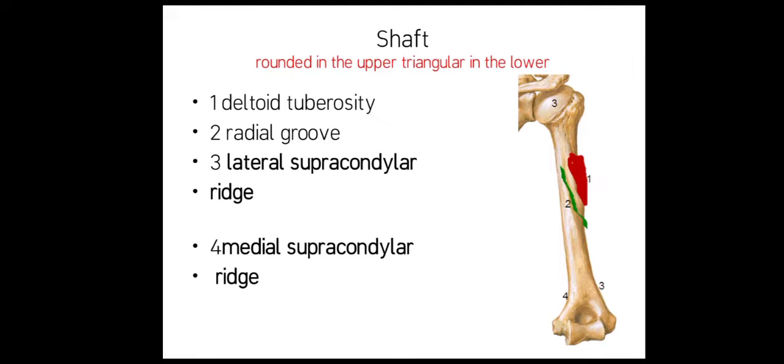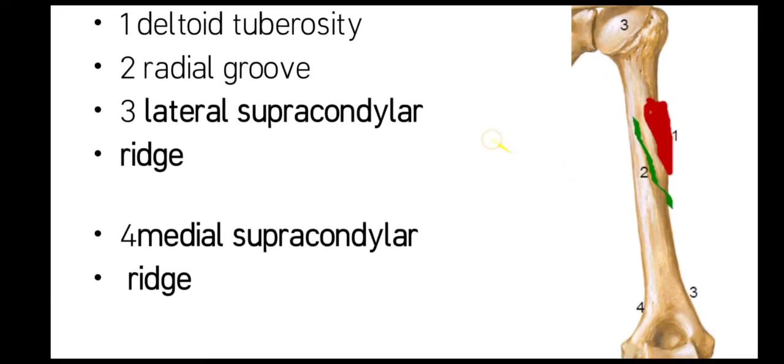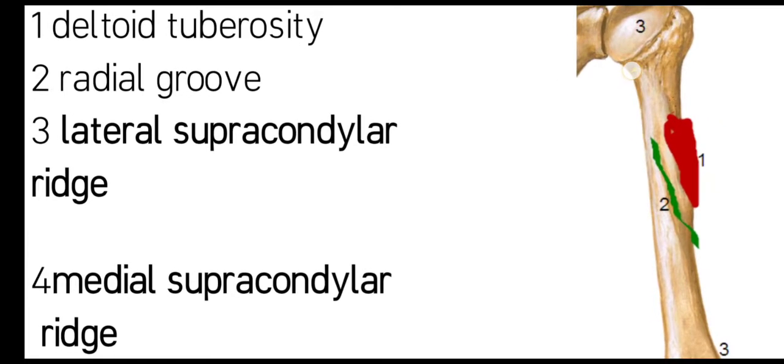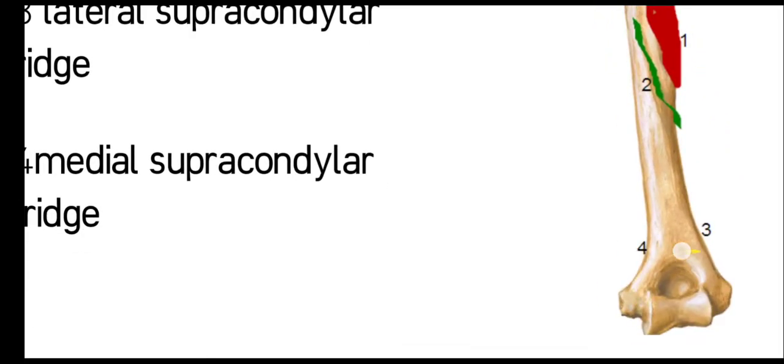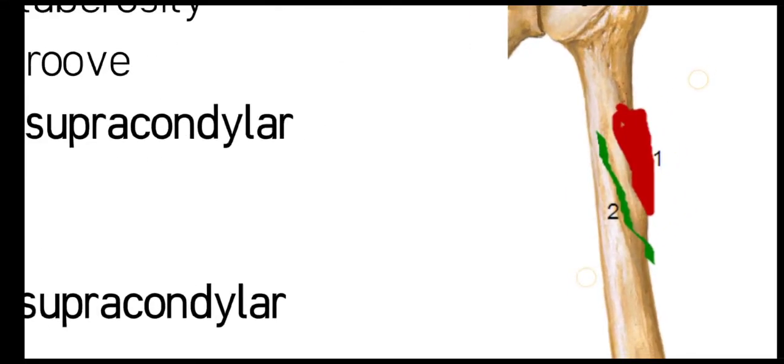Now let's discuss the shaft of the humerus. If we look at the shaft, the structure that is present between the upper part and the lower part of the humerus is known as the shaft of the humerus.